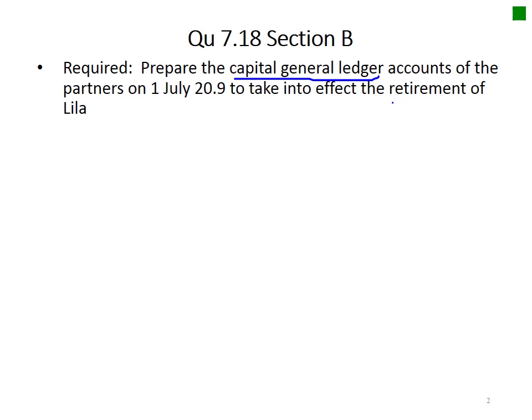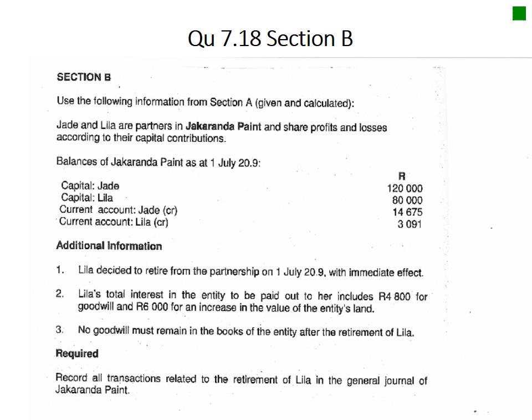So in section B of this question, there's a retirement of a partner. So we're going to look at what the capital account looks like when the partner Lila retires. So this is the information. We start off with the information that we got from section A. Jade and Lila are partners in Jacaranda Paints, and remember we said they share profit and losses according to their capital contributions, so we calculate their percentage based on what their capital contributions are.